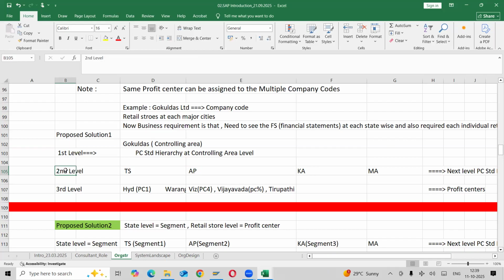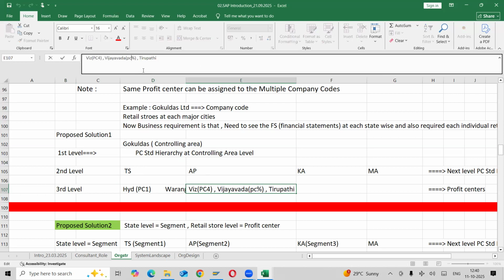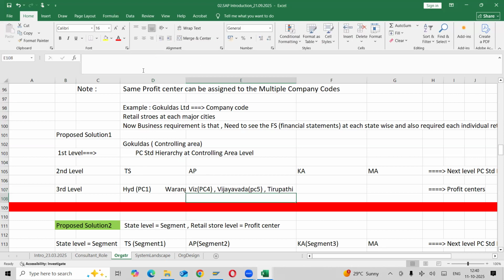We have decided state-wise: Telangana, Andhra Pradesh, Karnataka, and Maharashtra. So we have 4 states. And again in Telangana, this is my third level, nothing but my profit center. This is first level, second level, third level. The third level is my profit center. Hyderabad profit center 1, Warangal profit center 2, Mahbubnagar profit center 3, Vizag profit center 4, Vijayawada profit center 5, Tirupati profit center.